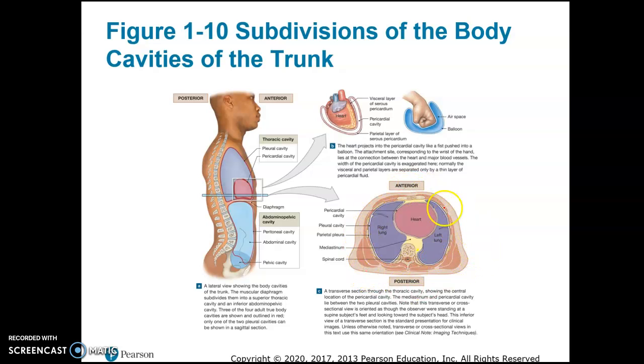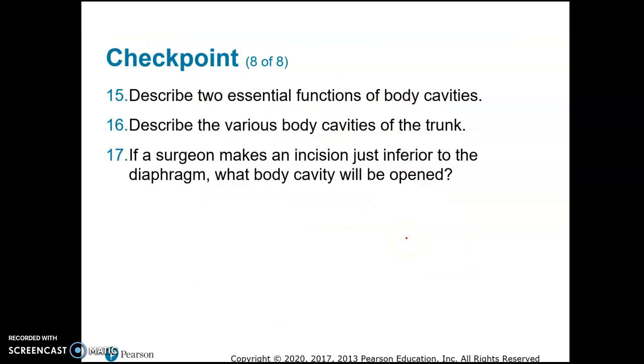If we look at a transverse section through the thoracic cavity, you can see the pericardium surrounding the heart and the pleura surrounding the lungs. And then you can also see clearly the mediastinum, which is all this area in between the lungs. Okay? And then let's see, I think this might be the last ones.